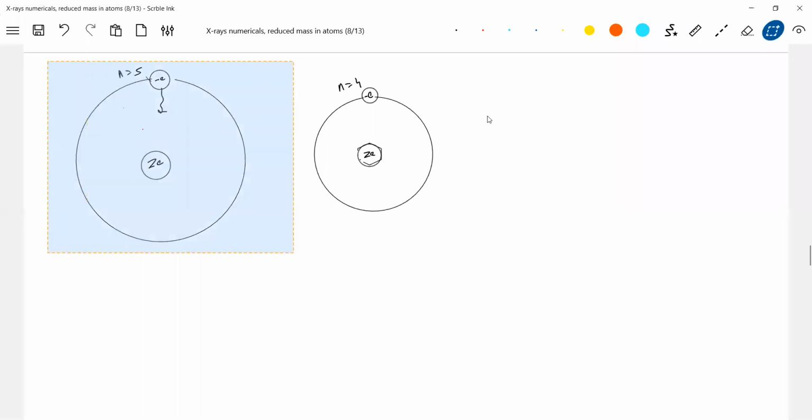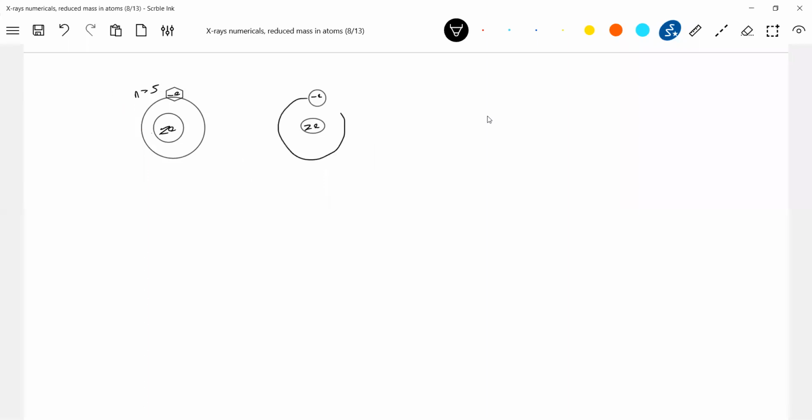I'll give some better diagram. This may not help. And this, the atom is there with the electron. We'll just show it like this, small. And so now it will make a transition to n equal to 4. Now tell me what will happen to this particular atom.